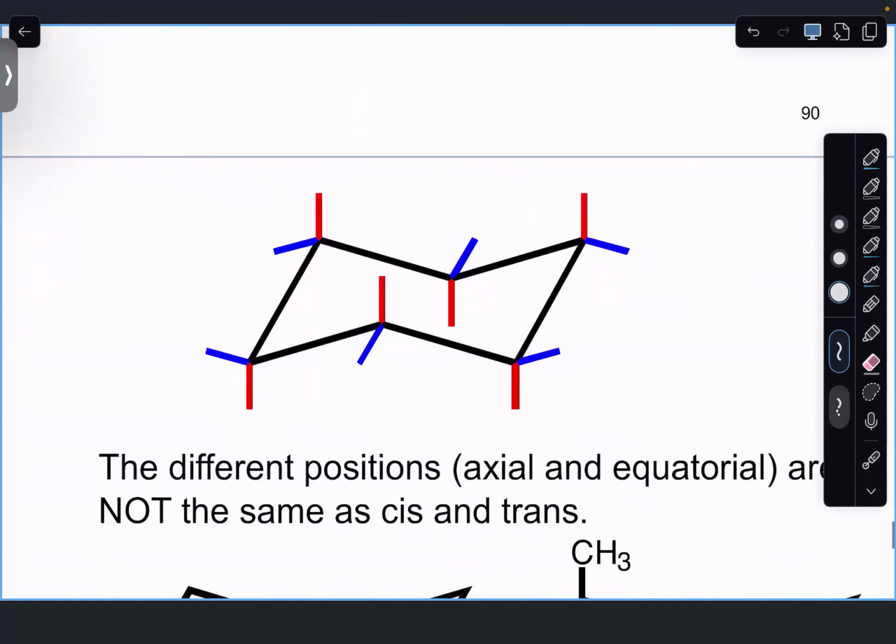So this has all of the axials and equatorials drawn in. All of the axials are red, all of the equatorials in blue. Now, one thing you need to get out of your head altogether is that axial and equatorial have absolutely nothing to do with cis and trans. Just because 2 things are axial does not mean that they are cis to each other. Just because 2 things are equatorial doesn't mean they're cis to each other. There is no connection between axial, equatorial, and cis and trans.